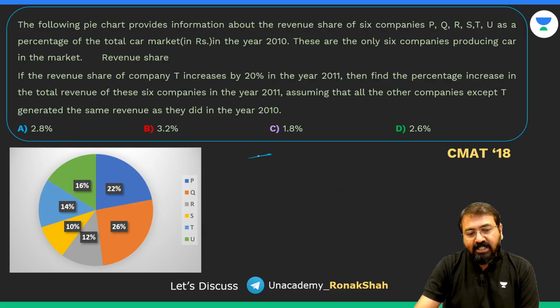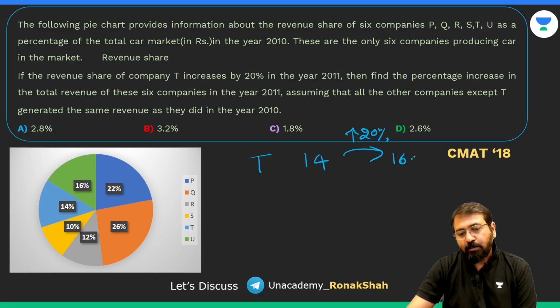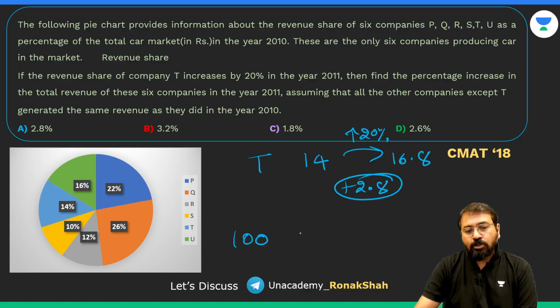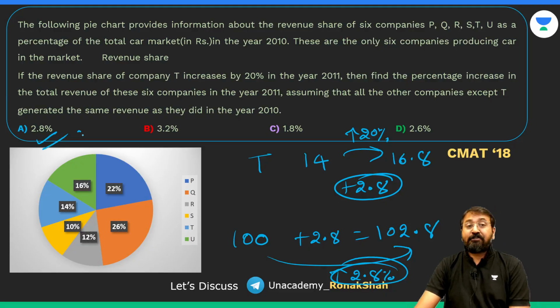Guys, only T has increased, by 20%. So it will become 14 to 16.8, so it has increased by 2.8. So my total revenue will also be increased by 2.8. So it will become 102.8, and straight away we can say the increase is 2.8%. We could have done this question directly. So it was actually a very easy question.